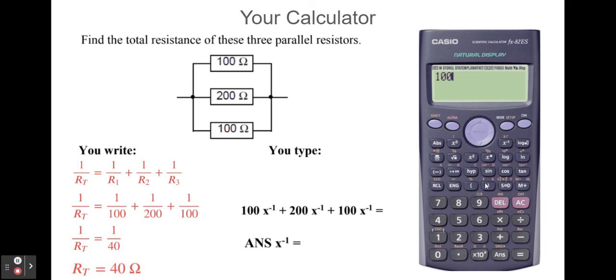I typed 100 x to the power minus 1, so that's 1 over 100, plus 200 x to the power minus 1, that's 1 over 200, plus 100 x to the power minus 1, that's 1 over 100, equals, so that's my 1 over total resistance is 1 over 40. I then press 1 over x again, equals, and I get my final total resistance value. And you can see here the total resistance value in a parallel circuit of 40 ohms will always be smaller than any of the individual resistances within the circuit.